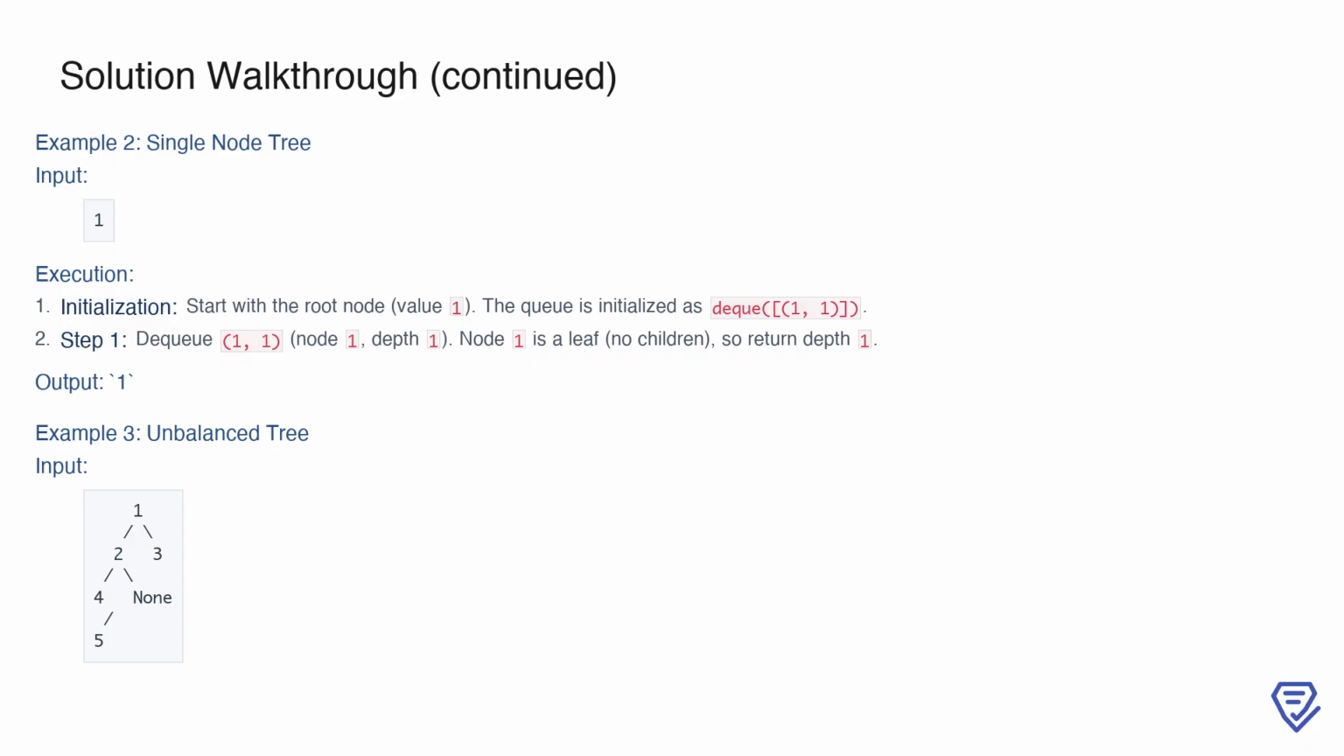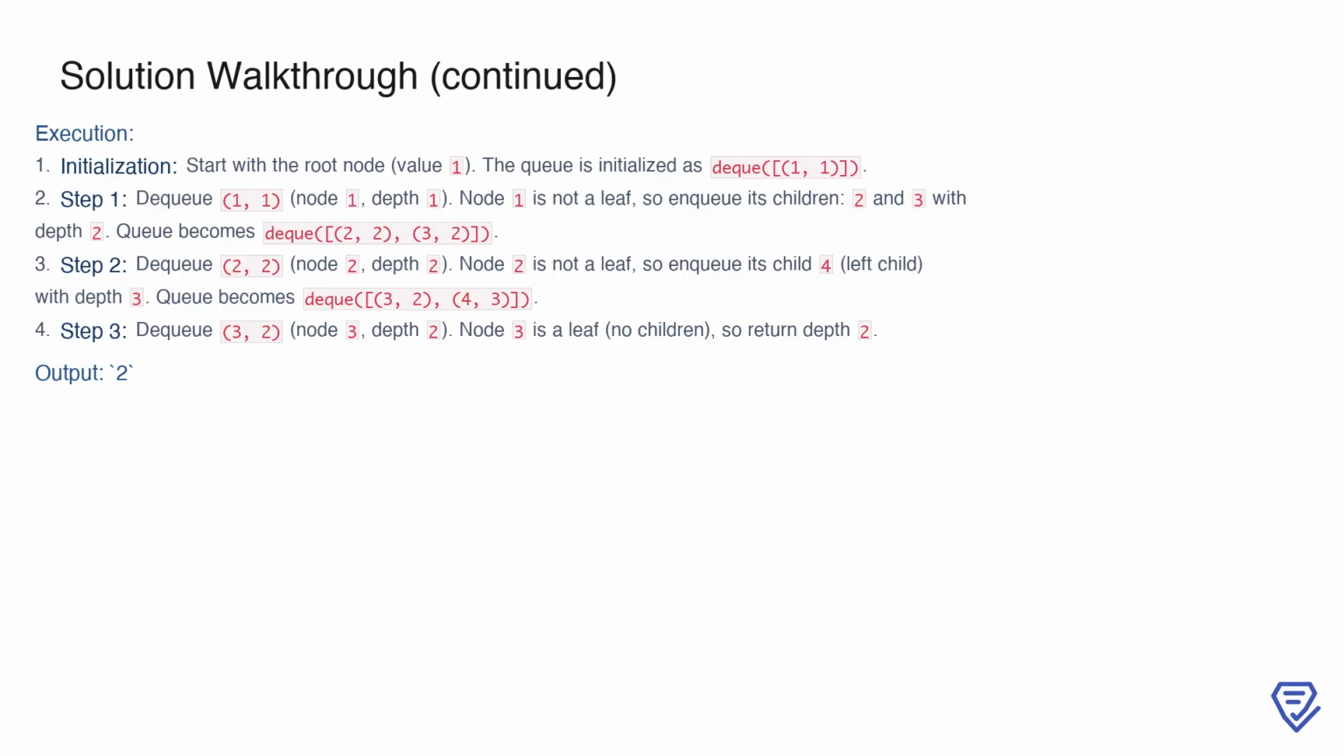This unbalanced structure requires the same breadth-first search strategy to determine the minimum depth. For the unbalanced tree in example 3, we again start by initializing the queue with the root node, which has a value of 1, and its depth of 1. The queue is now (1, 1). In the first step, we dequeue (1, 1), meaning we are processing node 1 at depth 1.